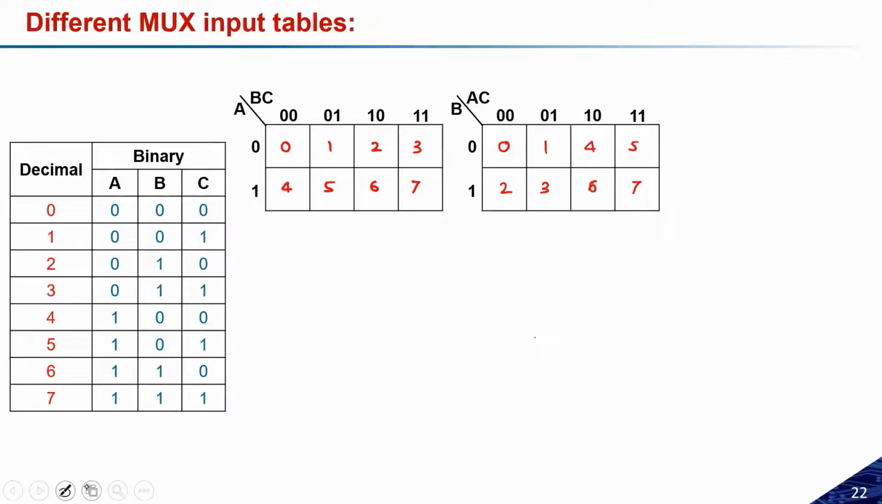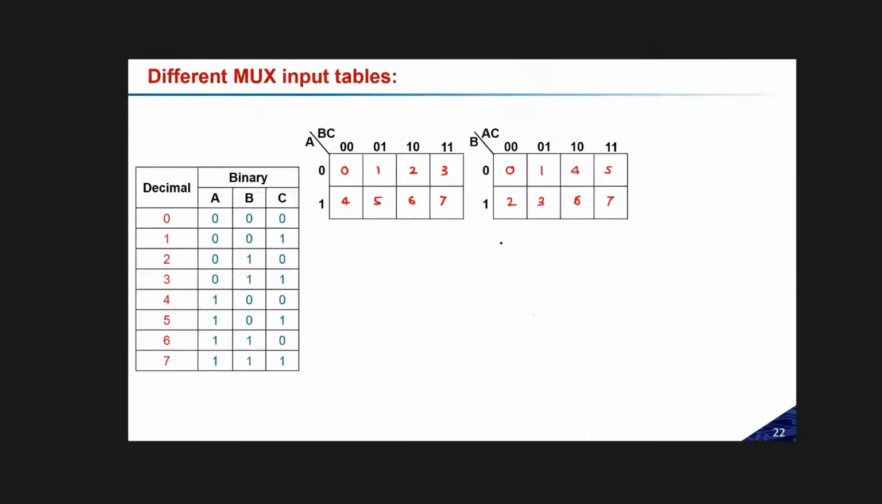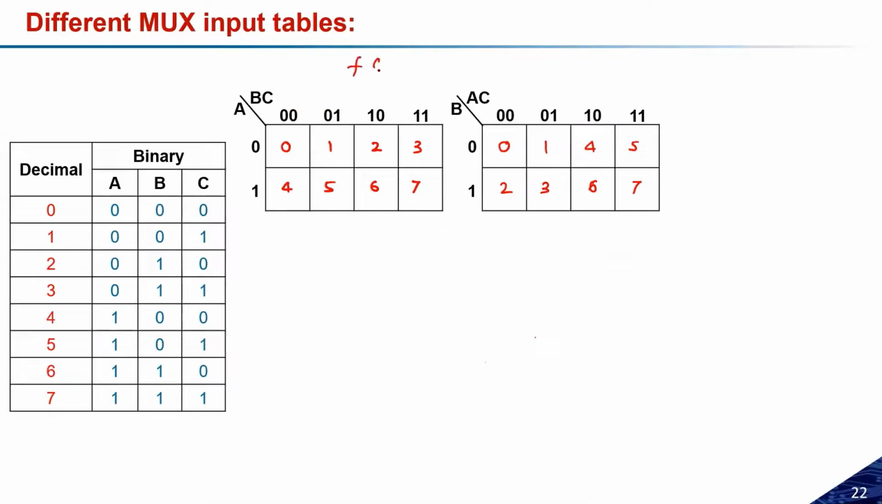The problem was 0 to 4 and 6, right? I think it was the problem 0 to 4 and 6. Yes. So let us assume the function is the same, A, B, C, and that is 0 to 4 and 6. Now let us try to see if I'm considering B as an input and A and C as a control line or the select line.